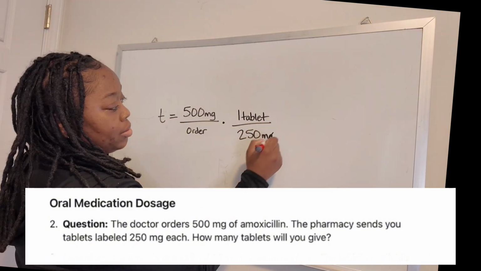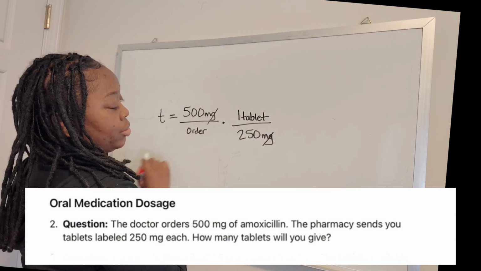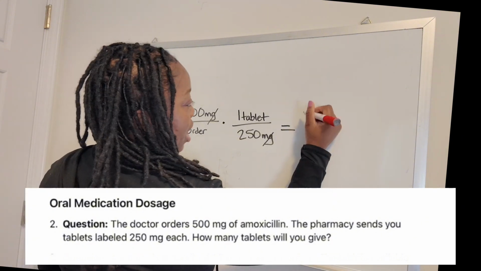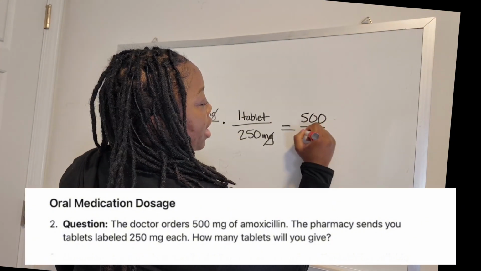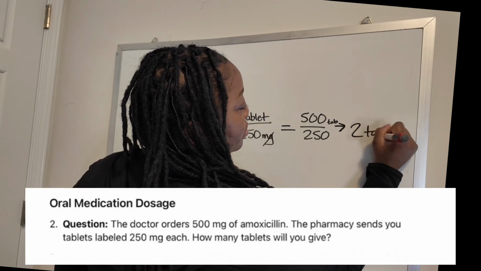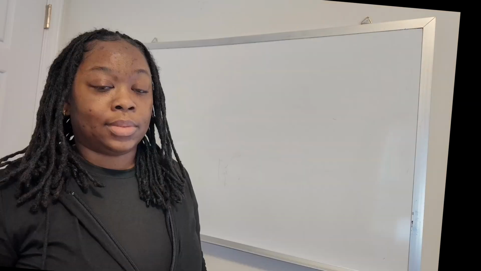Now we can cancel out the milligrams on the bottom and the top, and we're left with tablets per order. You're going to multiply across and then divide it by the bottom. It's 500. Divide that by 250, and that's going to leave you with 2 tablets. So that is the answer for the first one. Let's look at number 4.